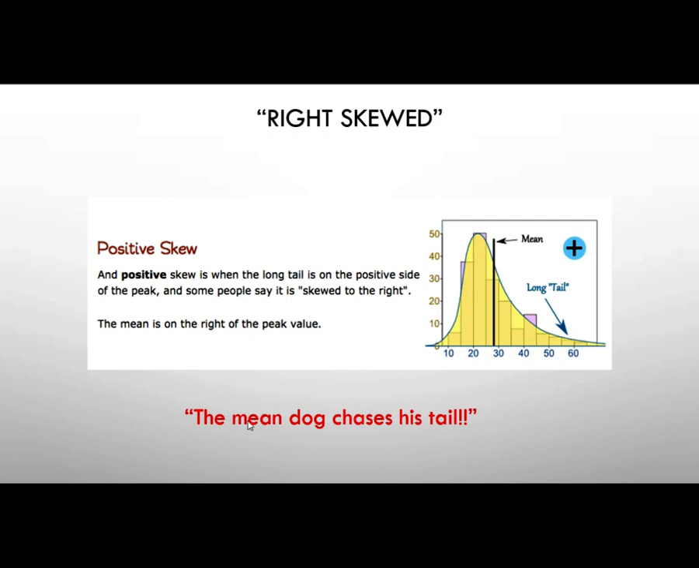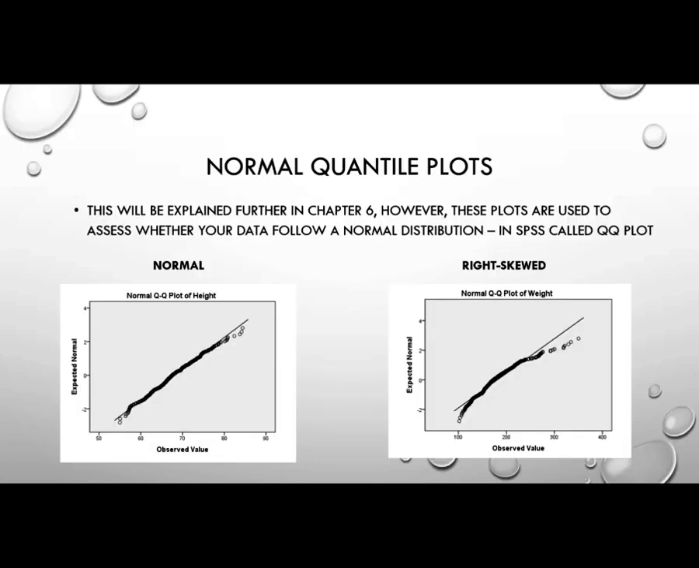One way you can remember that is the mean dog chases his tail, right? So here's the tail and the mean is chasing the tail. It's just a little way to remember which side of the hump the mean is on. All right, so we have three different types. We have negative skewed distributions, positive skewed distributions, and normal distributions.